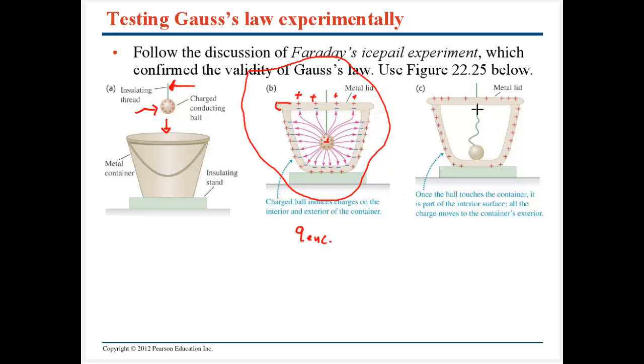Then he was able to touch the ball to the interior surface. Once the ball touched the interior surface, it's part of the interior metal surface of the pail, and all of the charge flowed off of the ball and to the outer surface of the container, giving no net electric field inside of the container, as we expected from Gauss's law.